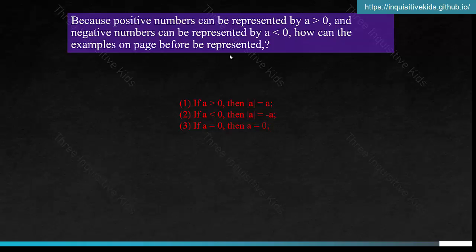If a is smaller than 0, then the absolute value of a is equal to negative a, because a itself is a negative number, and if you minus a negative number, then it's going to be equal to adding that number. If a is equal to 0, then the absolute value of a is 0.